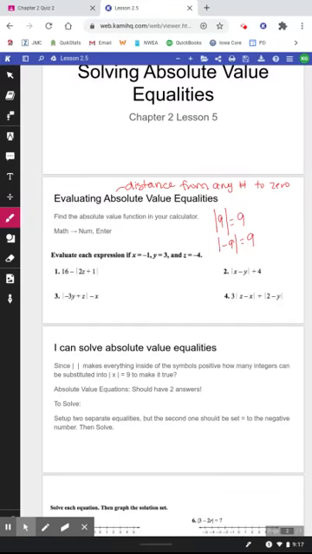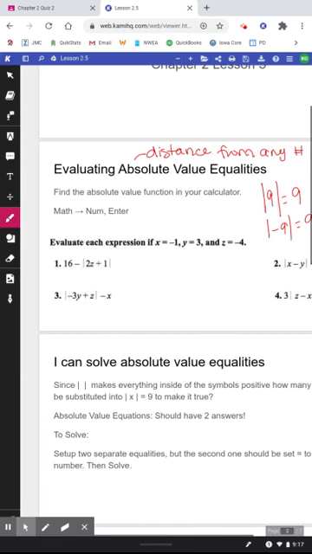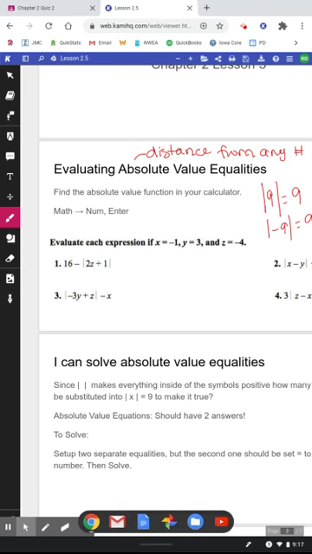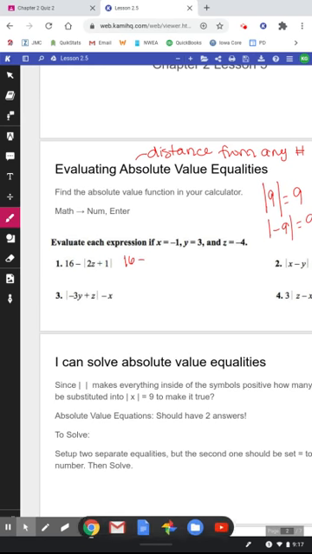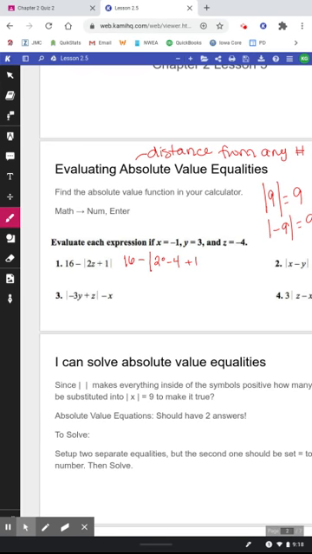On the first part of the homework here, they're going to give us expressions and numbers to substitute in, and they want us just to work with our calculator and put them in. So the first one here, we're going to start with 16 minus, and then we push the math key over to the number key, and the first thing, ABS. And then we're going to have 2 times, instead of Z, we're going to put a -4. So 2 times -4 plus 1. Enter. You should get 9.